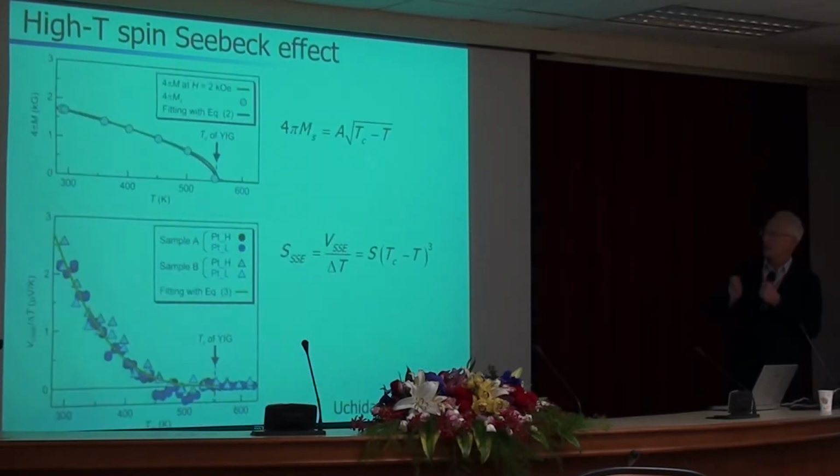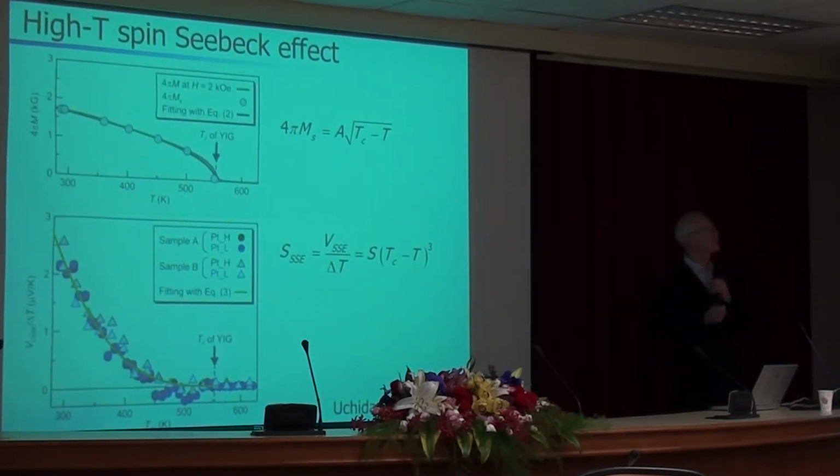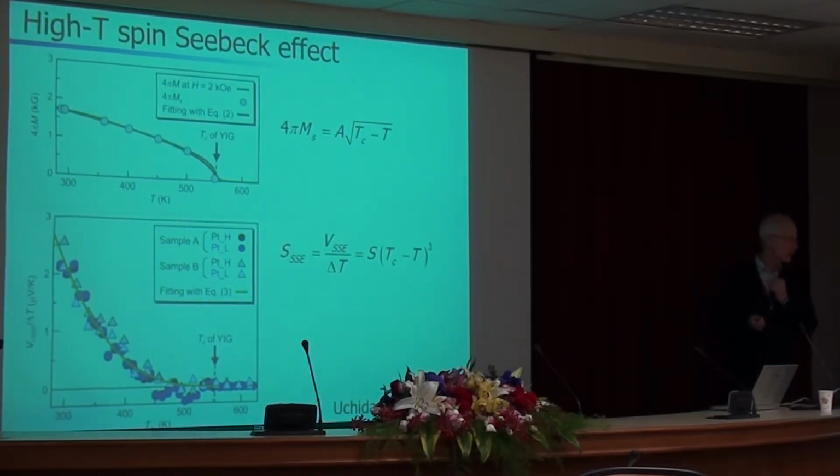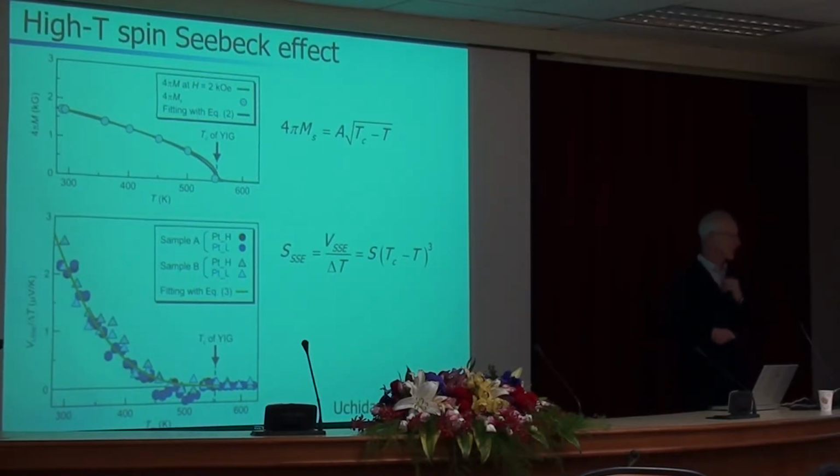I would now like to come to a very interesting experiment which was carried out by Professor Uchida, also at Sendai. What you see here is the temperature dependence of the spin-Seebeck effect. The upper curve here shows the magnetization. If you heat up a ferromagnet, the magnetization goes to 0, and according to mean field theory, it should go like the square root, and the experiment nicely agrees with such a square root scaling.